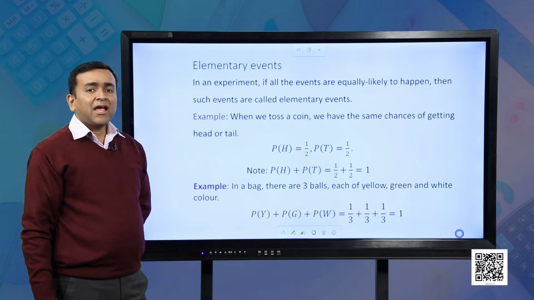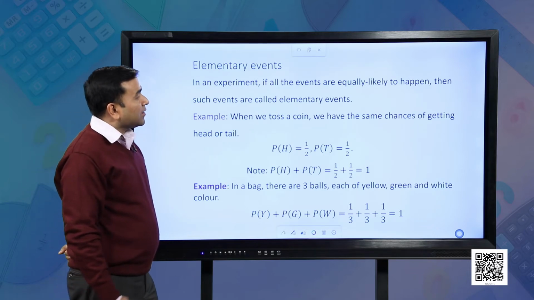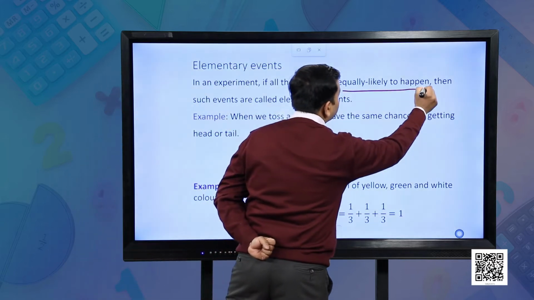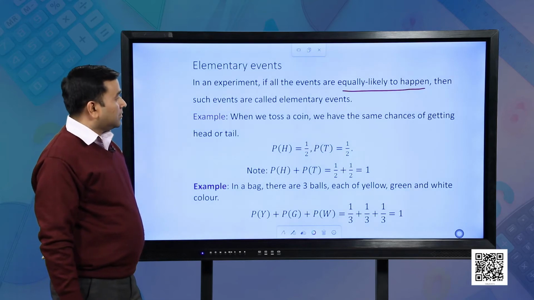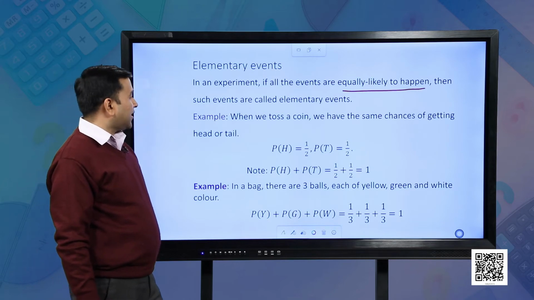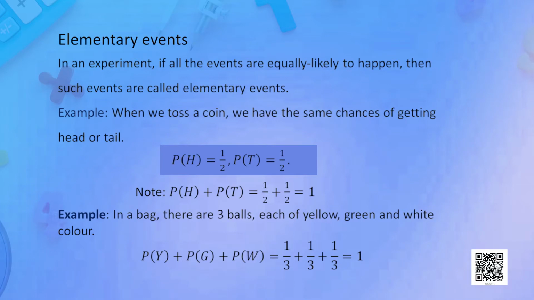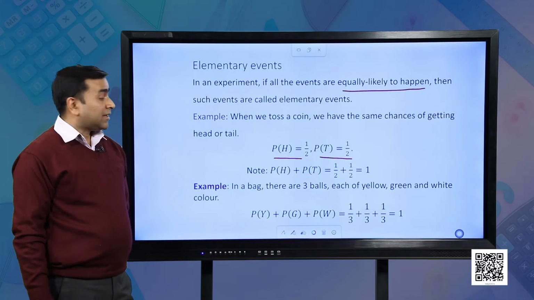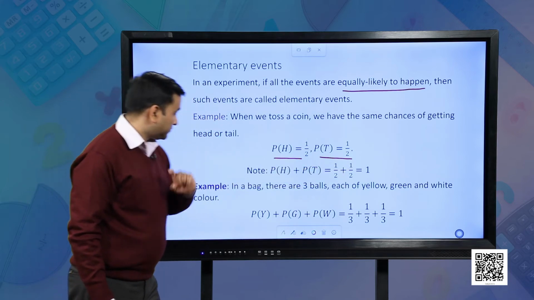Let us understand elementary events. In an experiment, if all the events are equally likely to happen, then such events are called elementary events. For example, when we toss a coin, we have same chances of getting head or tail. That is, we have already learned that probability of heads is 1 by 2 and also the probability of tails is also 1 by 2. Note that the sum of probabilities of head and tail is nothing but 1.